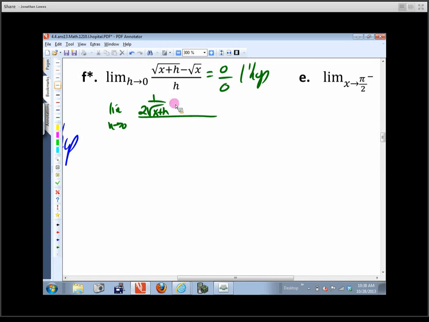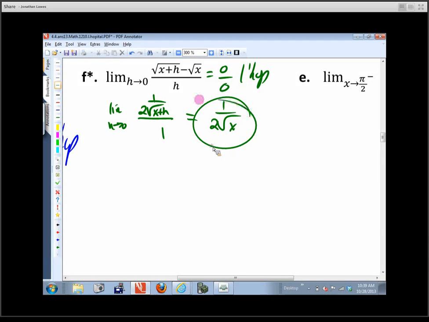Carry out the chain rule. The derivative with respect to h would be 1, dh. You with me there? We're differentiating with respect to the variable in the limit. Good? Okay, what's the derivative of the square root of x with respect to h? It's a constant, so this is 0. Okay? And what's the derivative of h with respect to h? A 1. Now, take the limit as h approaches 0. What do I get? 1 over 2 square root x plus 0, so I just get 1 over 2 square root x.